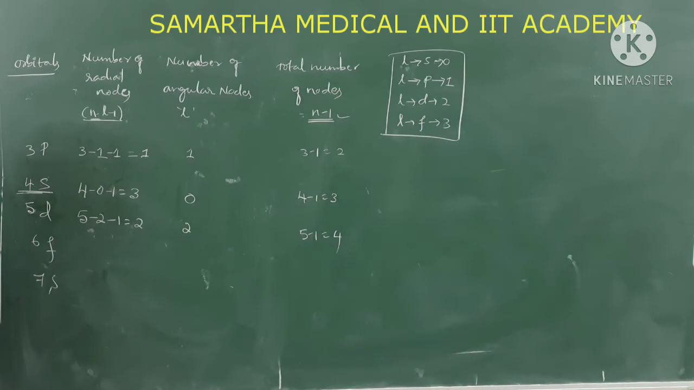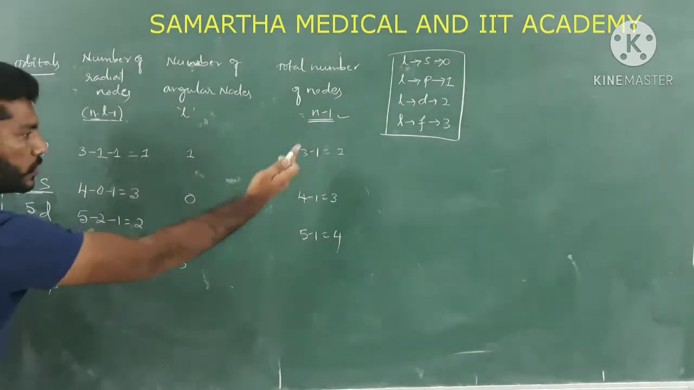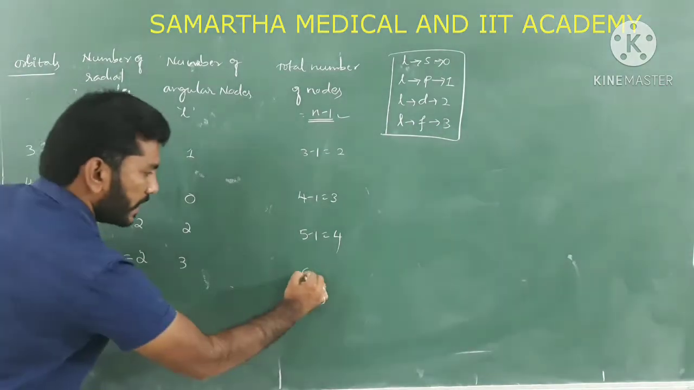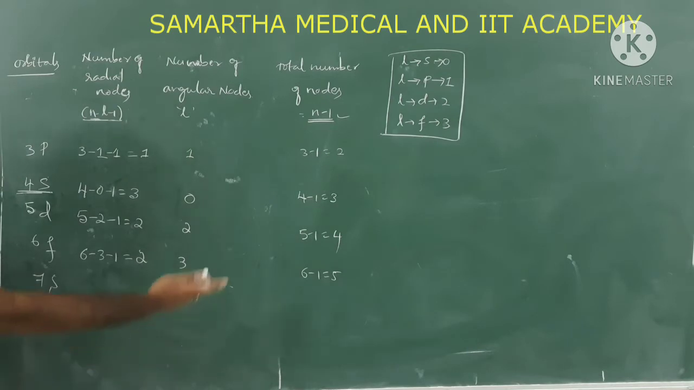So let's go with 6f. Okay, so the number of radial nodes in the case of the 6f orbital is 6 minus 3 minus 1. So what is the 3 here? That is the L value for the f orbital, and the n value for the 6f orbital is 6. Okay, 6 minus 3 minus 1 means 6 minus 4, that is 2. What will be the L value for f? 3. So 2 plus 3, 5. So let's go with this particular formula. Total number of nodes is 6 minus 1, 5. 2 plus 3, 5. We are going to get it directly.